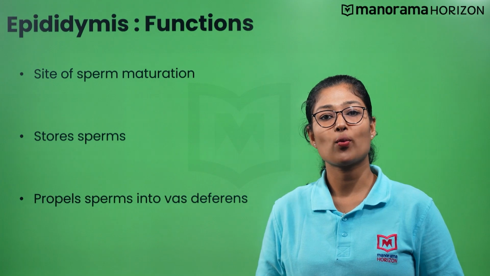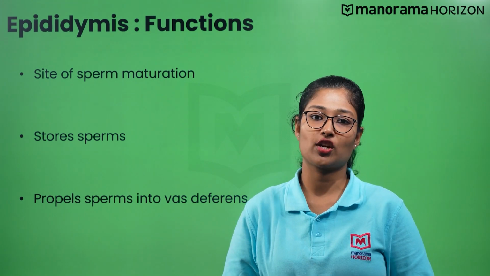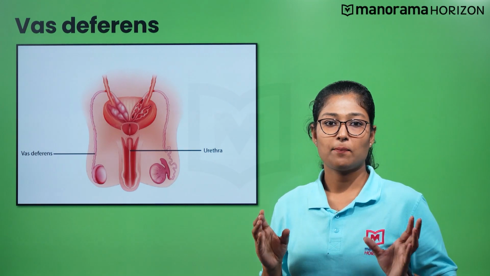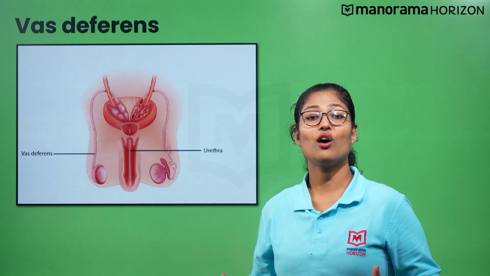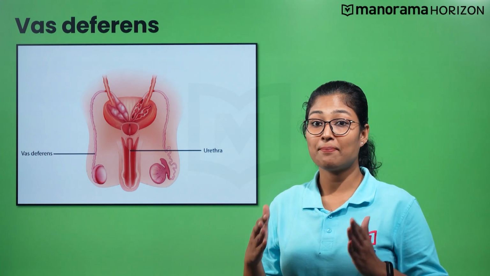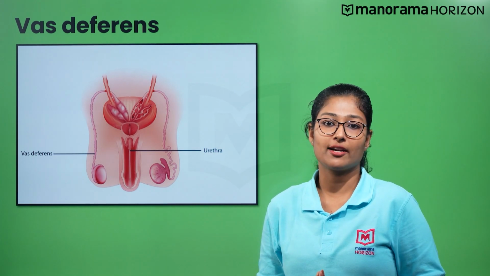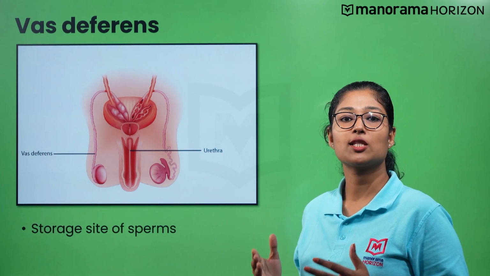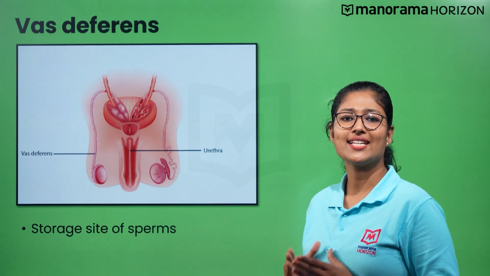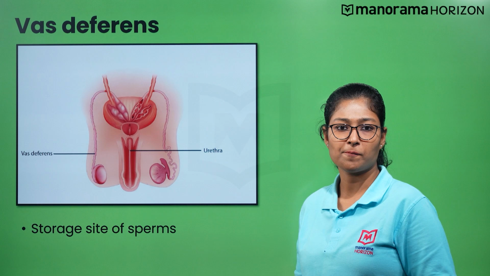You might ask a question here. What is the vas deferens? What is its function? Vas deferens is the portion that ascends along the posterior border of the epididymis. It enters the pelvic cavity and loops over the ureter and the urinary bladder. It also stores the sperms for several months and delivers the sperms from the epididymis to the urethra.